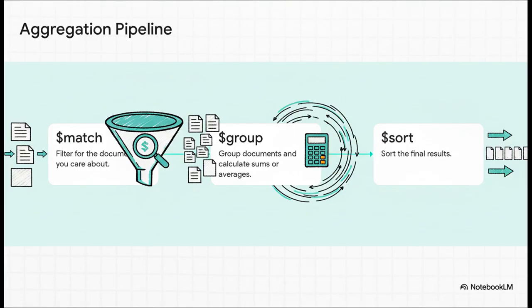But what if you need to do something more complex than just finding stuff? For that, MongoDB gives you this incredibly powerful tool called the aggregation pipeline. The best way to think about it is like a data assembly line. Your documents go in one end, and then they pass through a series of stages. So step 1, you might $match to filter for just the documents you want. Step 2, you could $group them together and do some calculations. And step 3, you $sort the final results. It's a fantastic way to do some really heavy data processing right there in the database itself.